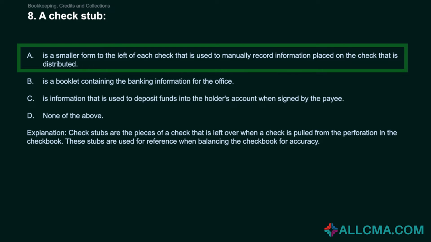Check stubs are the pieces of a check that is left over when a check is pulled from the perforation in the checkbook. These stubs are used for reference when balancing the checkbook for accuracy.